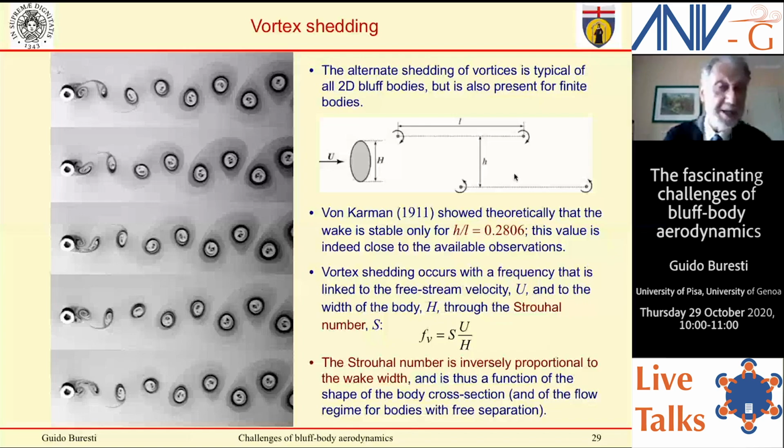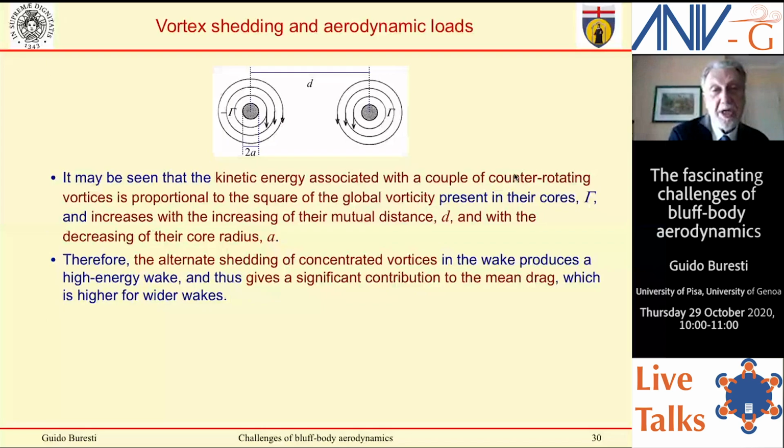Then the important point here is that you may demonstrate that the kinetic energy associated with a couple of counter-rotating vortices is proportional to the square of the global vorticity present in their cores, and increases with the increasing of the mutual distance and with the decrease of the radius. This means that the more the two counter-rotating vortices are concentrated in small regions of space which are far apart, the higher is the associated kinetic energy, and this gives rise, obviously, to a high contribution to the mean drag. So, high vortex shedding, high drag.